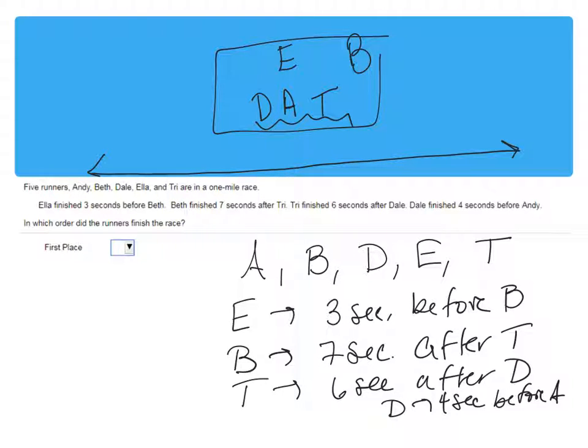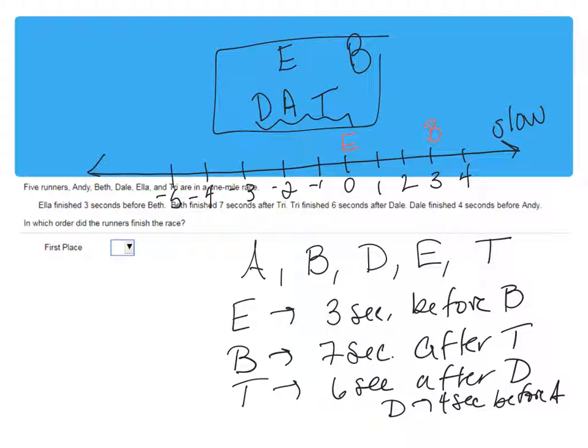I'm going to put Ella, because she's mentioned first. I'm going to put her at time 0. Okay, so we've got E at time 0. We know that E is 3 seconds before B. So if E's at 0, that puts B over at 3.